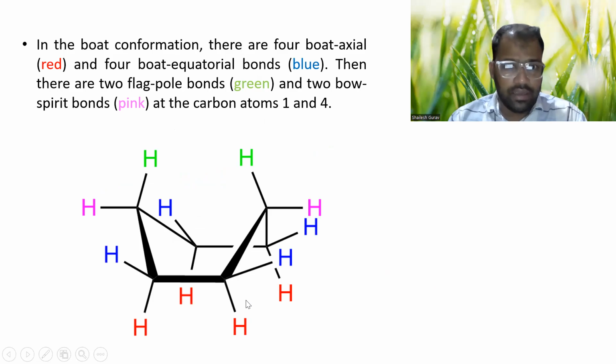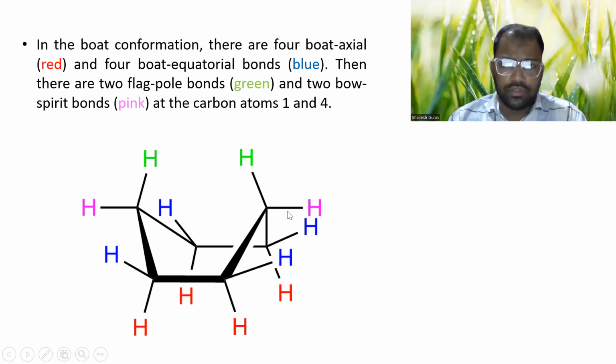It is not exactly axial, that's why it is called boat axial. Similarly, the hydrogens shown over here are representing equatorial bonds. Then the remaining two, which are shown in a different color, the green hydrogen and pink hydrogen. The bonds which are pointed outwards of this boat, you can clearly see why it is called a boat conformation, because the shape of this conformation is like a boat. So that's why it is called a boat conformation.